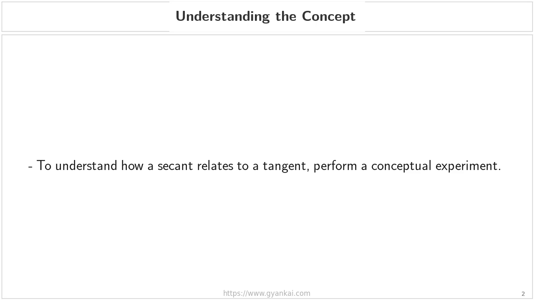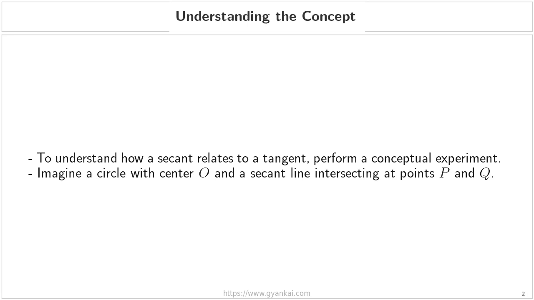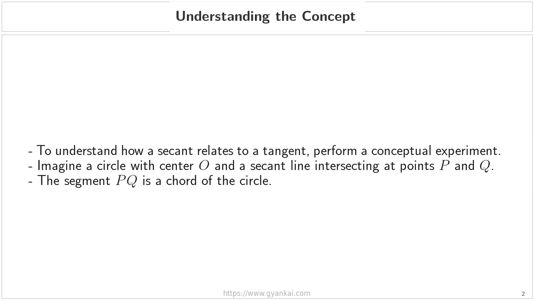Understanding the concept. Now that we've refreshed our definitions of secants and tangents, let's move into the heart of today's lesson. To truly understand the relationship between these two types of lines, I want you to perform a conceptual experiment with me. First, picture a circle on a piece of paper, with its center labeled as capital O. Now, draw a secant line that cuts through this circle, intersecting the edge at two distinct points, which we will call point P and point Q. If you look closely at the part of the line that lies inside the circle, the segment from P to Q, you'll recognize this as a chord of the circle.